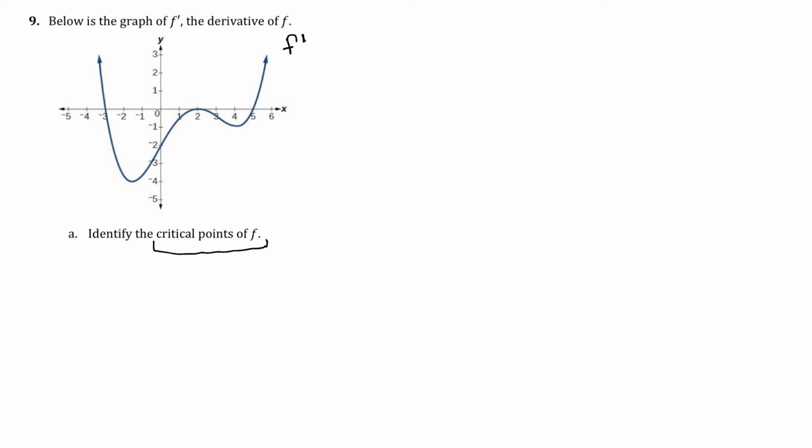So those critical points of f are going to be the places where f prime is equal to 0 or f prime does not exist. Because this is the graph of f prime, equals 0 just means that it touches the x-axis. So it's like an x-intercept.